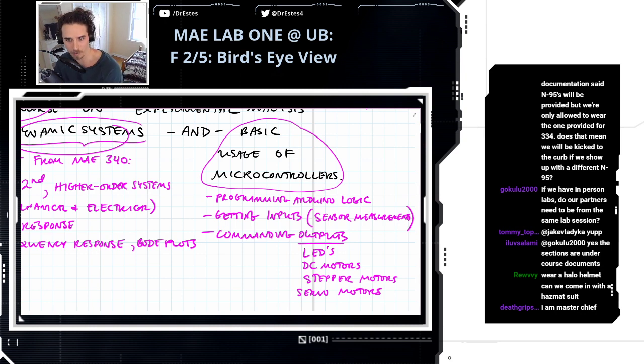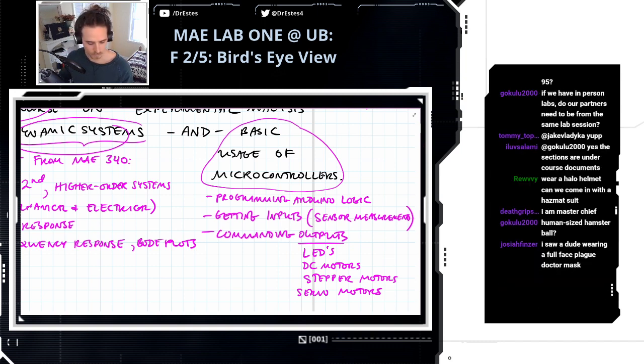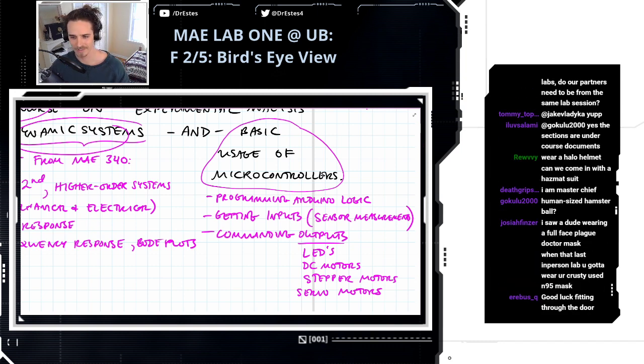So I would say, even if you have your own space helmet, I've known somebody who wears a space helmet, not a mask. It's impressive. But even if that's the case, just wear the N95 mask we have for you. If we have in-person labs, do our partners need to be from the same lab session? Yes. Wear a Halo helmet? Yes. A human-sized hamster ball? Yes, that I will accept. That is perfectly acceptable. Good luck fitting through the door.